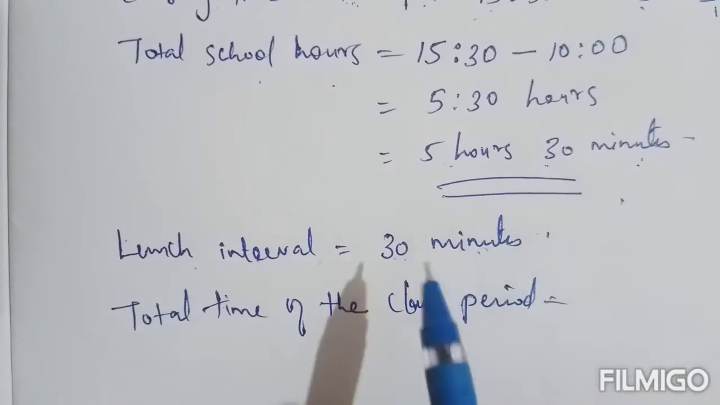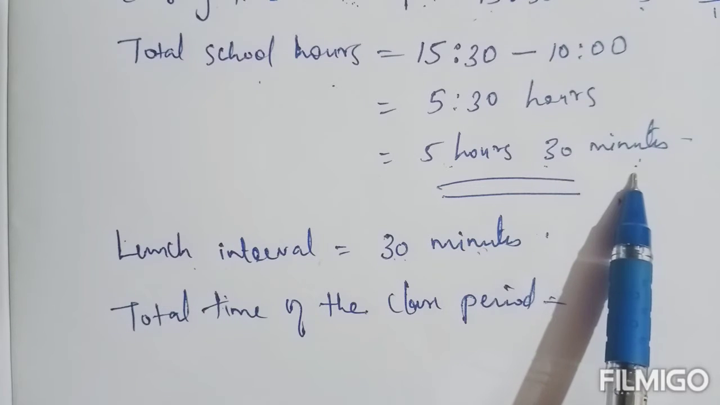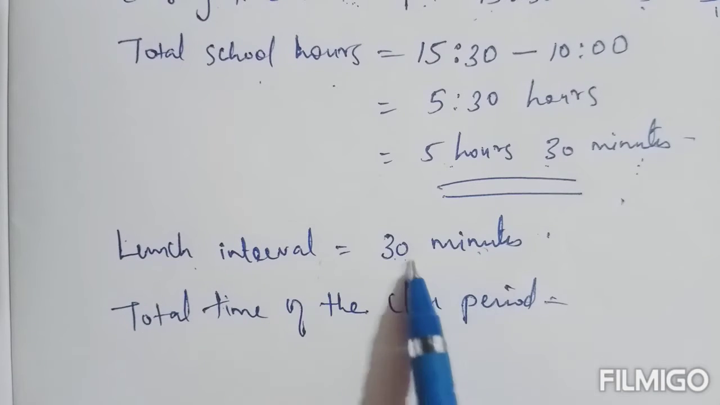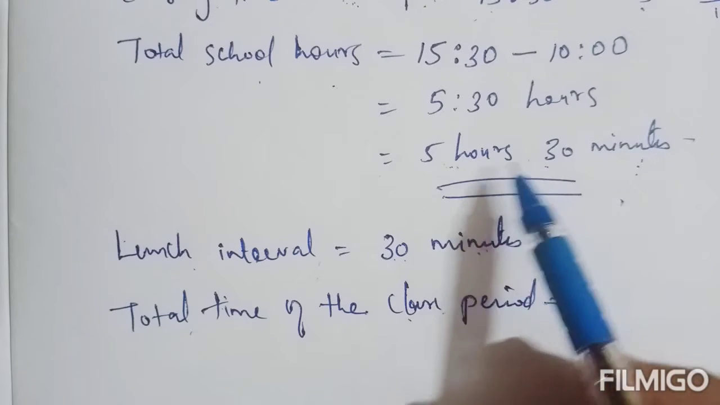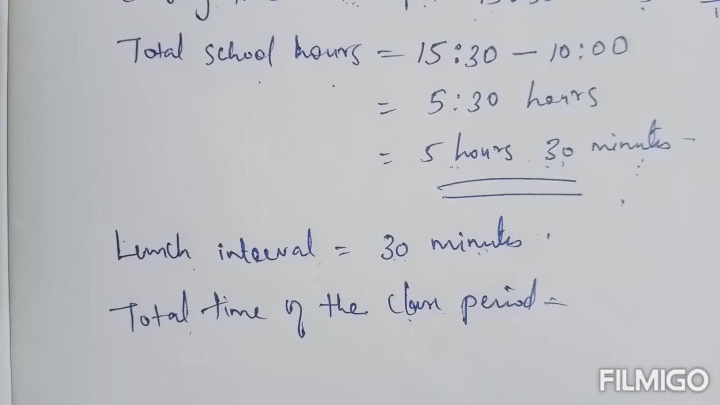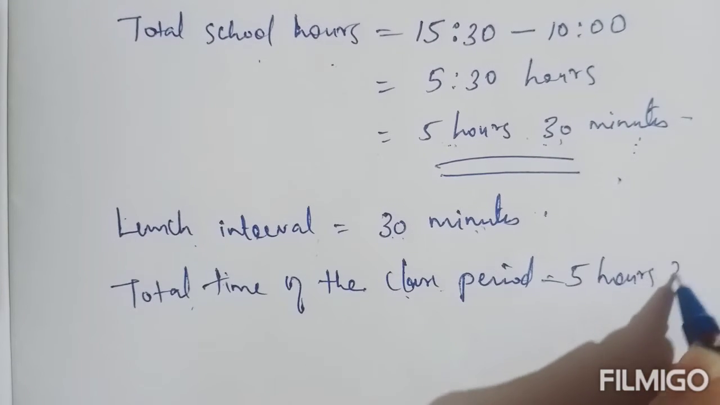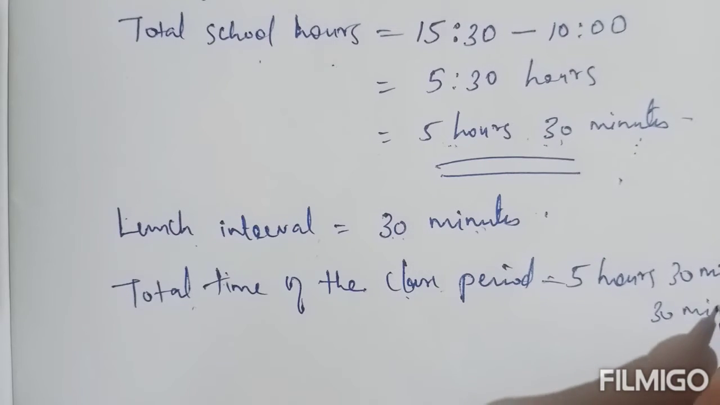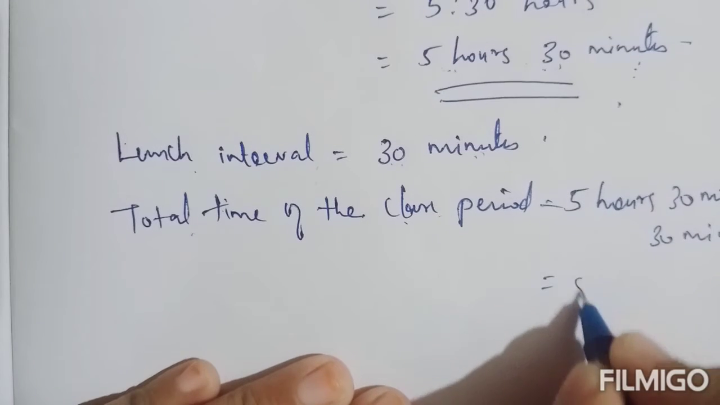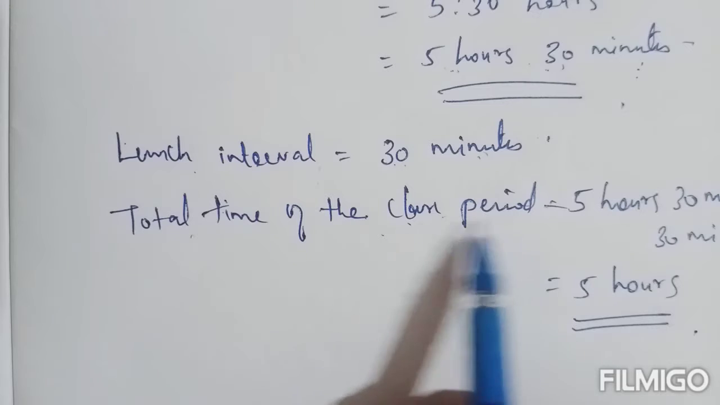Just subtract. The total school hours is 5 hours 30 minutes. If 30 minutes for the lunch interval goes out of that, the remaining time will be the total time for class periods. The time for class periods is what you get by subtracting the lunch interval from the total school hours. So 5 hours 30 minutes minus 30 minutes. If we subtract, we will get 5 hours. So 5 hours is the time of the class period.